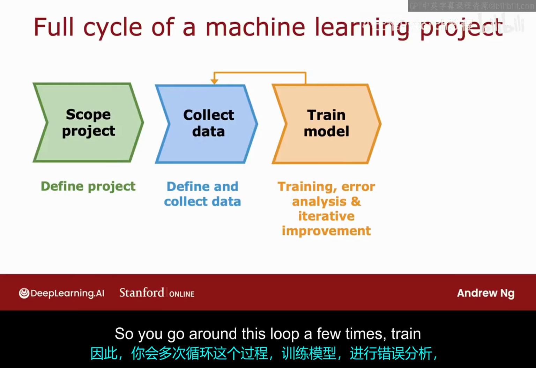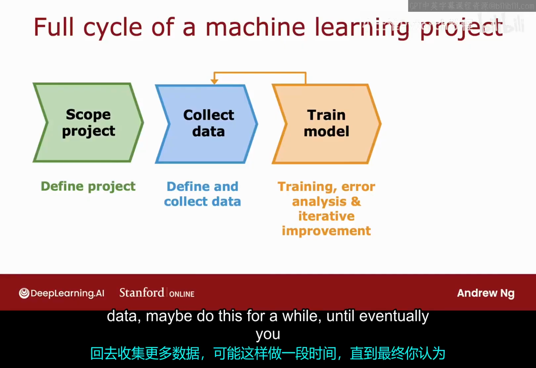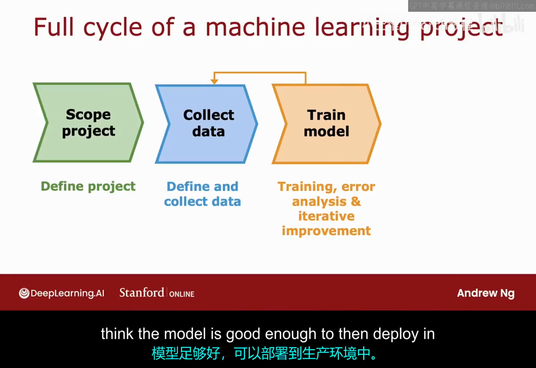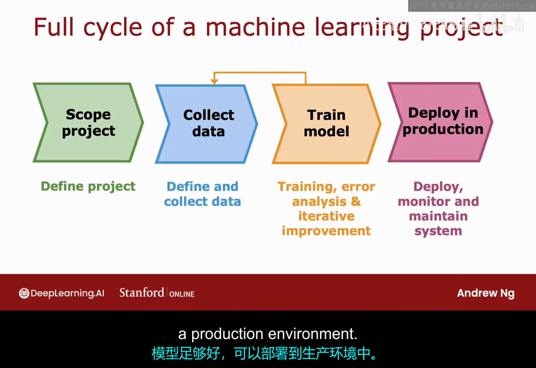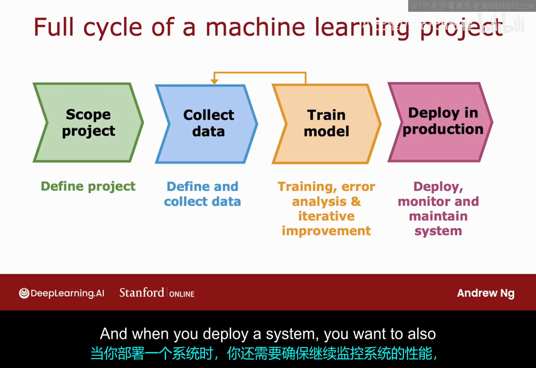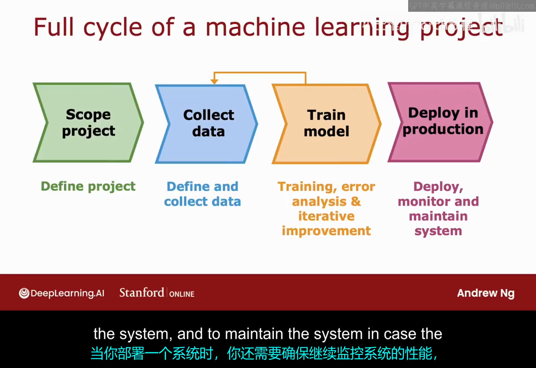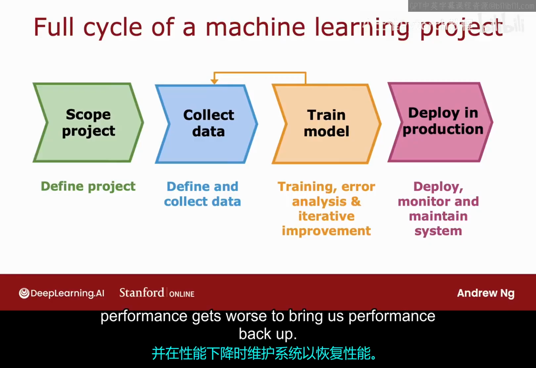So you go around this loop a few times: train the model, carry out error analysis, go back to collect more data, maybe do this for a while, until eventually you think the model is good enough to then deploy in a production environment. And what that means is you make it available for users to use. And when you deploy a system, you have to also make sure that you continue to monitor the performance of the system and to maintain the system in case the performance gets worse, to bring its performance back up.